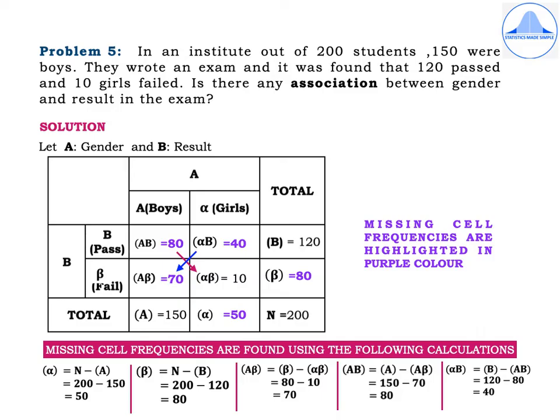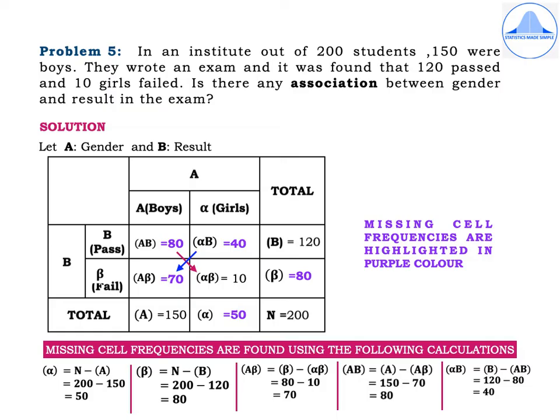So let's write, let A denote gender and B denote result. And the attribute gender is further classified into two categories, boys and girls, and result is categorized into two groups, that is pass and fail. So accordingly, form the 2 by 2 contingency table and write down the cell frequencies which are given.